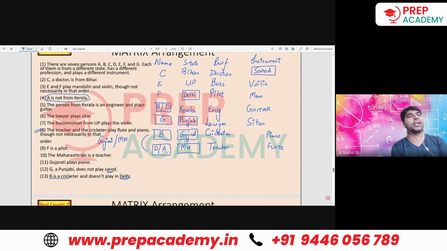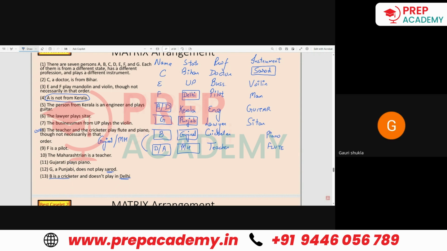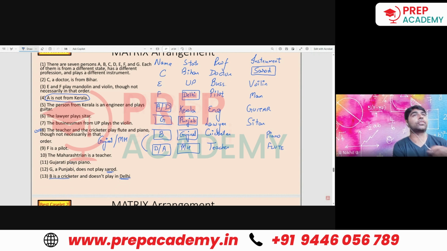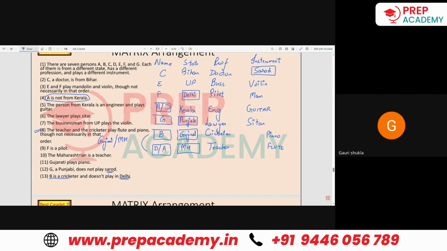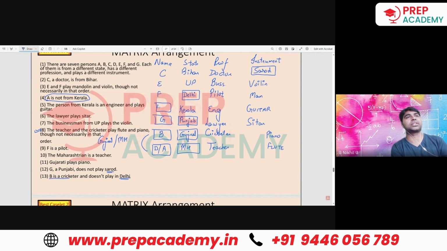So A oblique D and D oblique A, right? The teacher and the cricketer plays flute. That can be A is wait, not from Kerala. D can be from Kerala because A is not from Kerala. A is not from Kerala, so that means this person has to be D only. So this was the only negative statement.